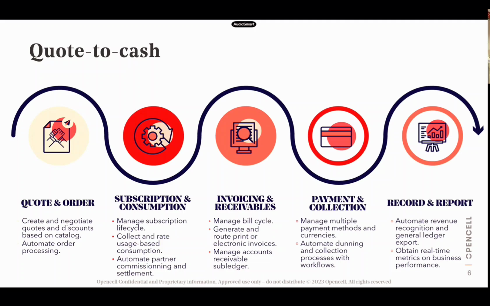And your subscription has a life cycle, so you can upgrade, downgrade, change offer, add optional services, whatever you want. On top of that, you can have usage: pay as you use, pay as you grow, pay whatever you want. We do all the collection and the rating of everything based on what you do. We also automate partner commissioning and settlement, so it's also part of our B2B activity.